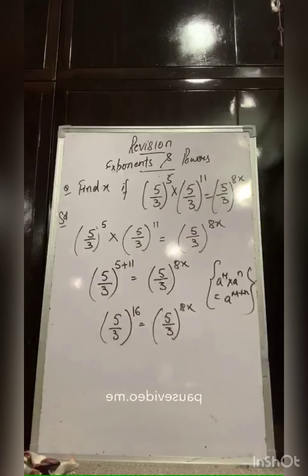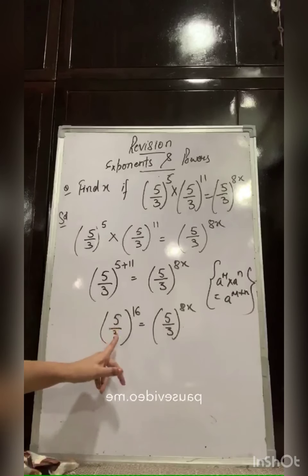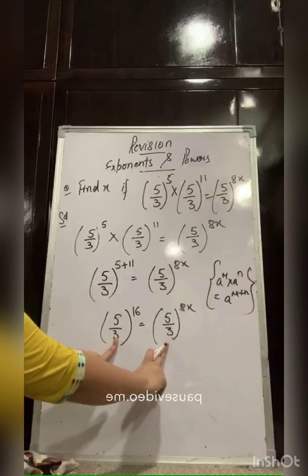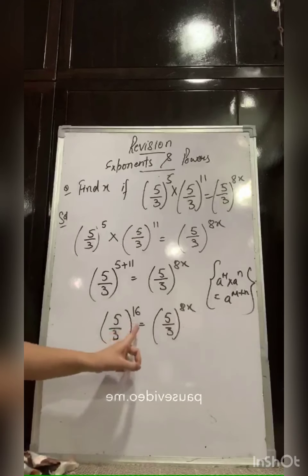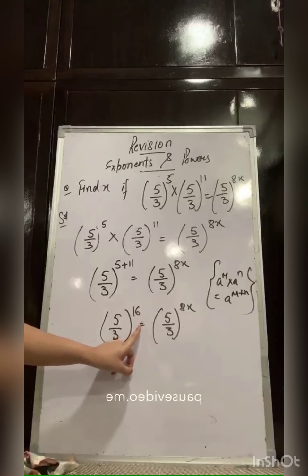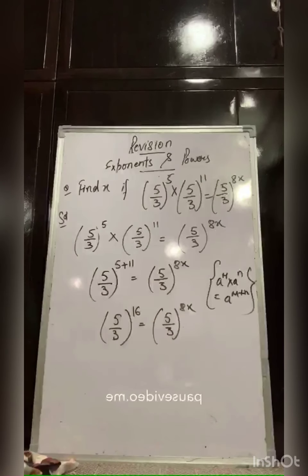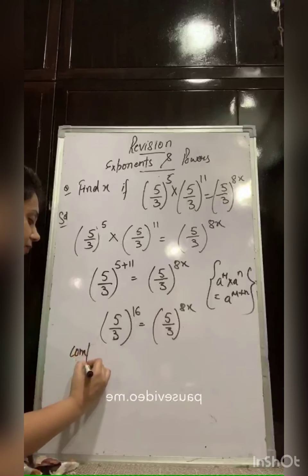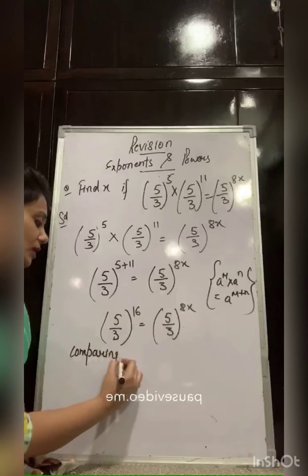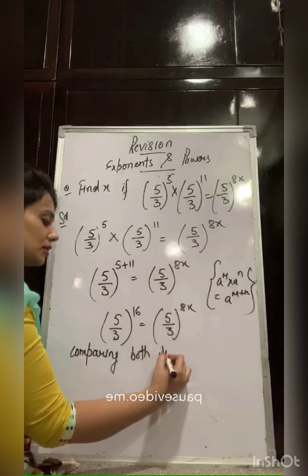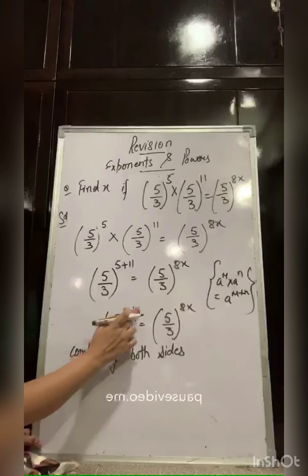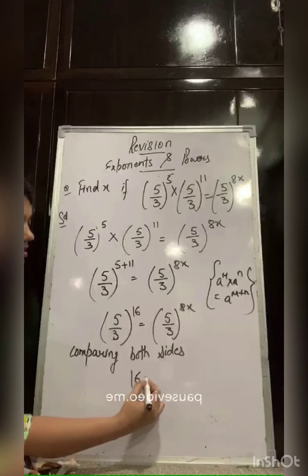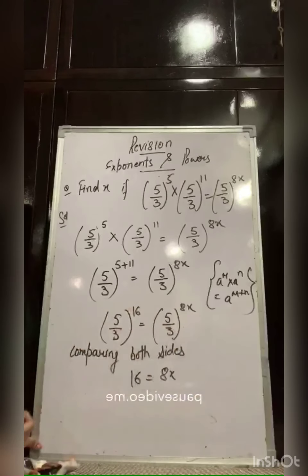Right? We get this? Now we can see we are having the same base on both the sides. If we are having the same base on both the sides and there is an equal to sign in between, then the powers are equal. So we will write, comparing both sides. Now on both the sides the bases are equal, so the powers will also be equal. 16 is equal to 8x.